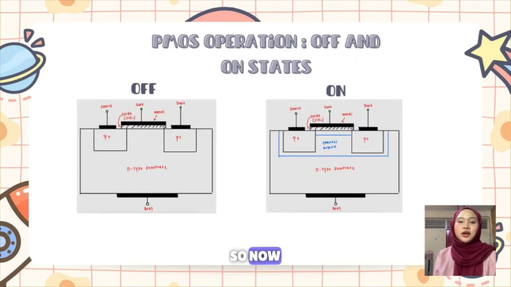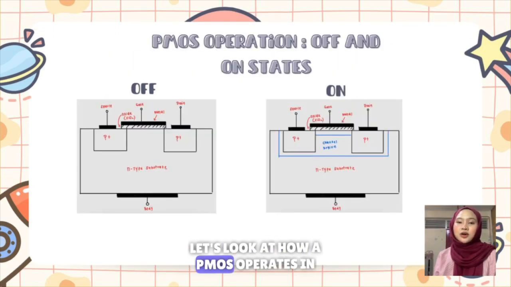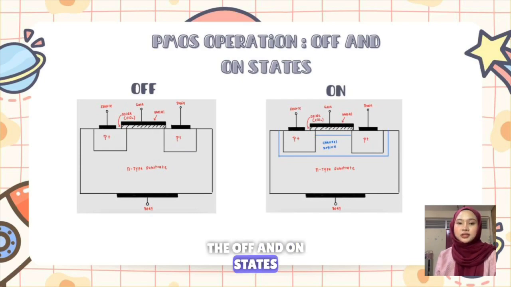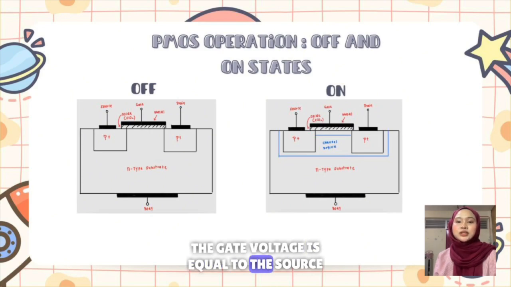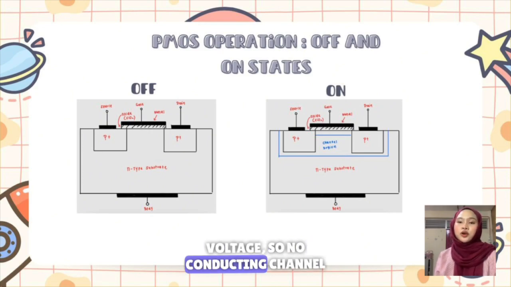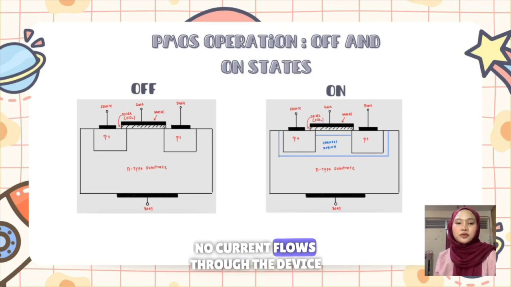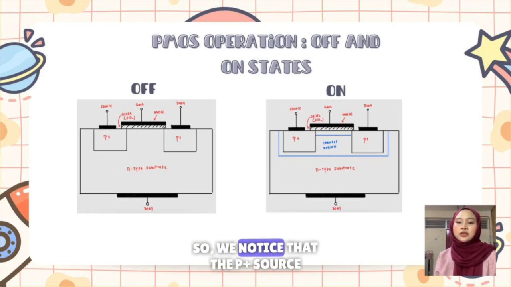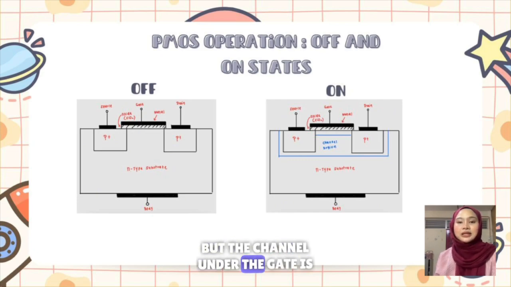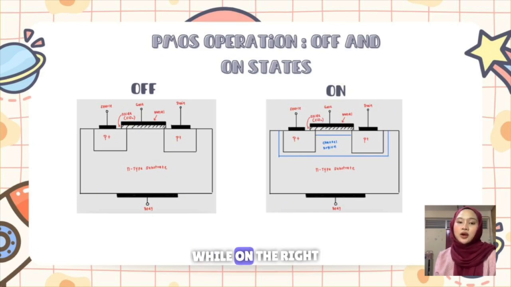Okay, so now let's look at how a PMOS operates in the off and on states. On the left, we see the PMOS in the off state. So here the gate voltage is equal to the source voltage. So no conducting channel is formed between the source and drain. As a result, no current flows through the device. So we notice that the P plus source and P plus drain regions remain, but the channel under the gate is absent.